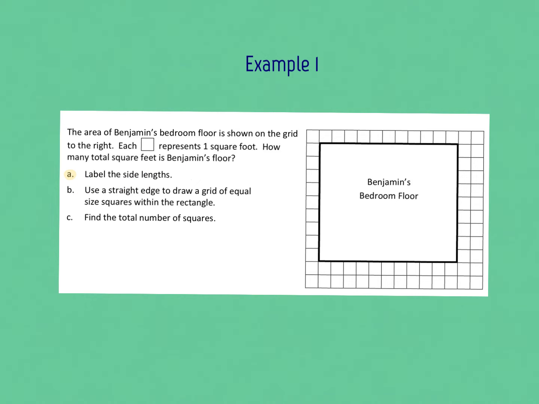So first we have to label the side lengths. So let's count. This side is 1, 2, 3, 4, 5, 6, 7, 8, 9, 10, 11. So this is 11 units. Then if we count this one, we get 1, 2, 3, 4, 5, 6, 7, 8, 9 on this side. So now we have our side lengths of Benjamin's floor.